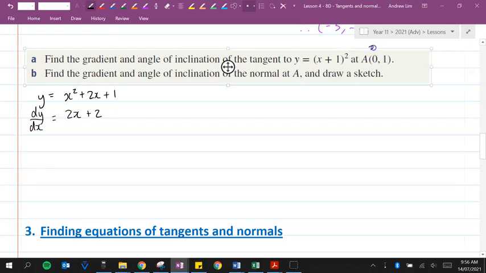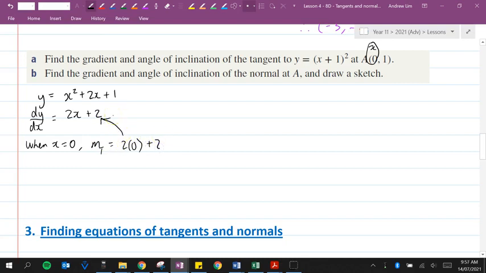We know that x is 0 at this point, A. So when x is 0, the gradient of the tangent is going to be 2 times 0 plus 2. I'm just going to sub in 0 into the gradient function, and that equals 2. So we want to find the angle of inclination. I'm just going to do that over here. Angle of inclination.